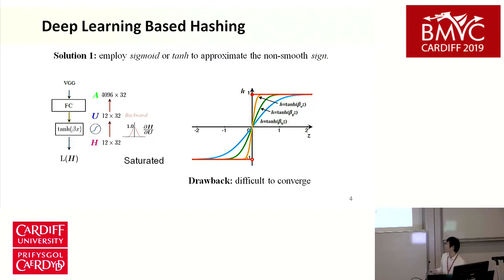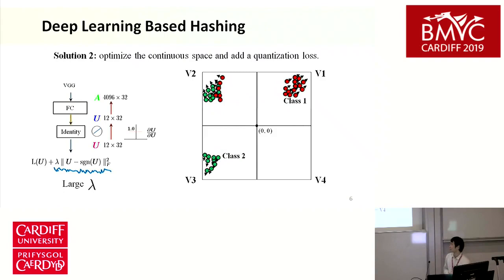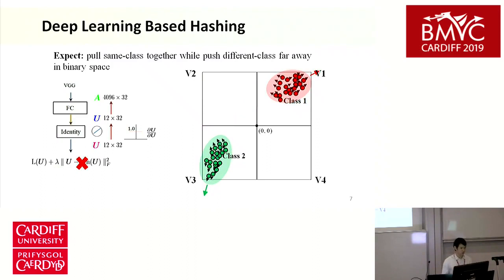Another solution for the challenge is to relax the binary to continuous values and then add a quantization loss to optimize the binary code. You can see if it is optimized in a continuous space, it can have separable features in the continuous space. But if we apply quantization, taking the sign, what happens? Given a large lambda, this quantization loss will have a wrong direction. It will pull different classes together and push the same class far away. So what we expect is to pull the same class together and push different classes far away in the binary space.